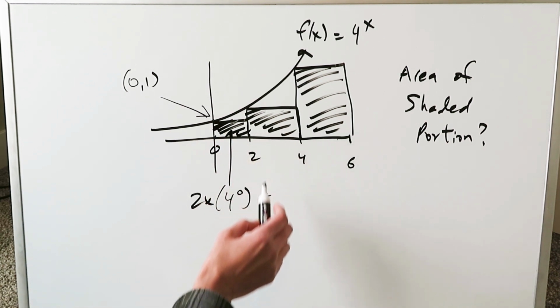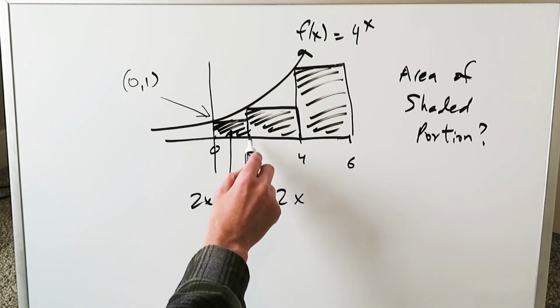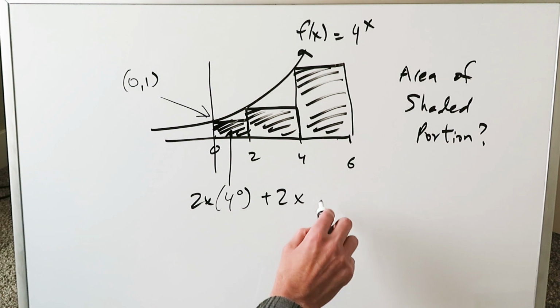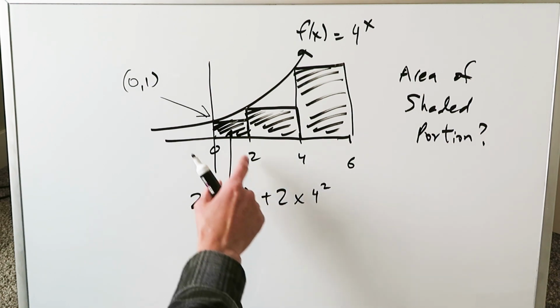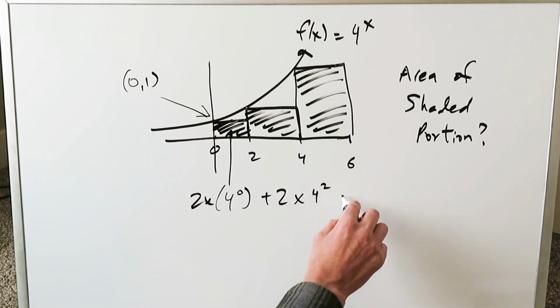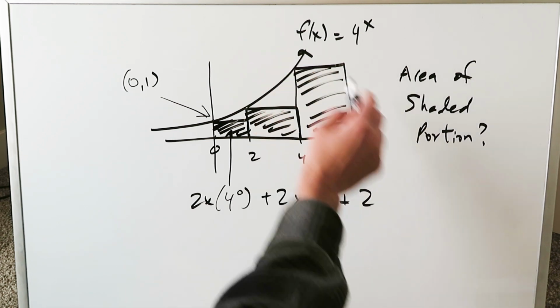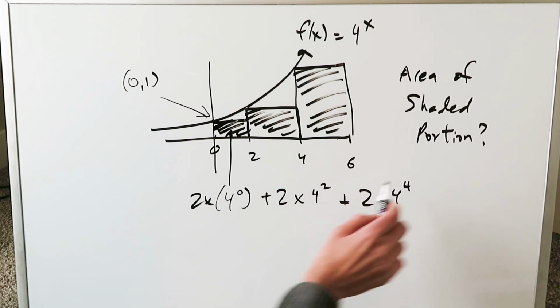Then I'm going to add it to this. In all instances, the width is always 2. And the input of the function here, you'll have times 4 to the power of 2, because that 2 value will input to the function. It'll give me the y value, and the y value will be synonymous with the length or the height of that rectangle. Plus, this last one has a width of 2, and you're going right over here and looking at it as 4 to the power of 4.